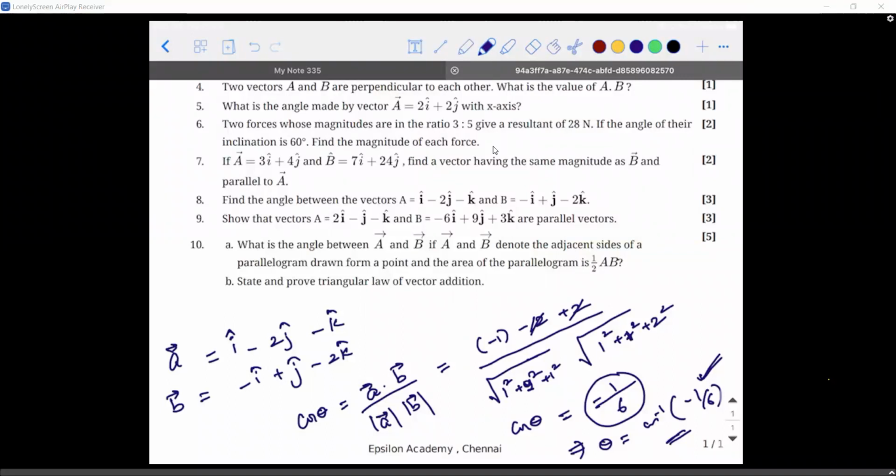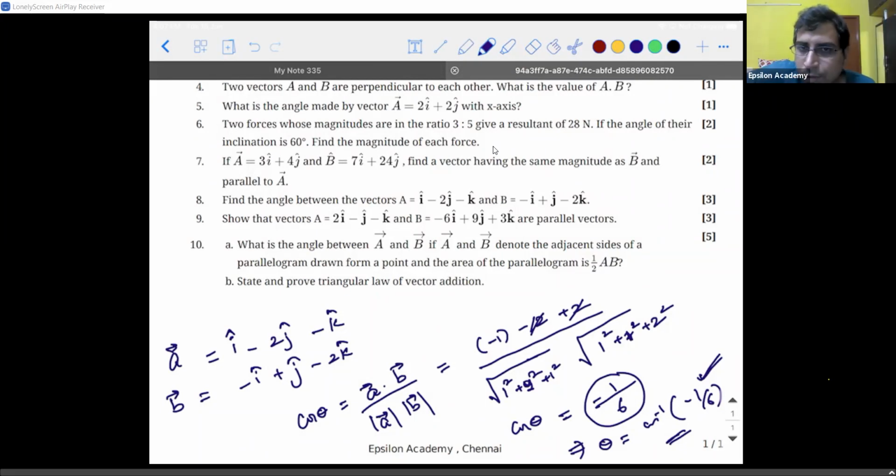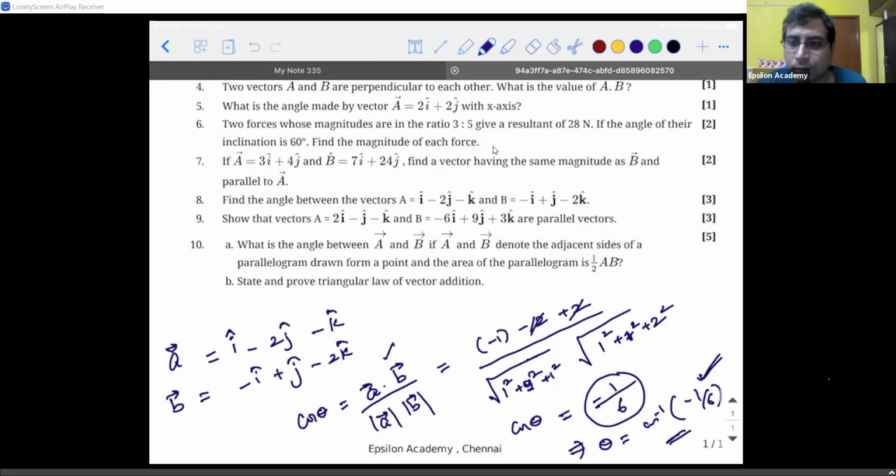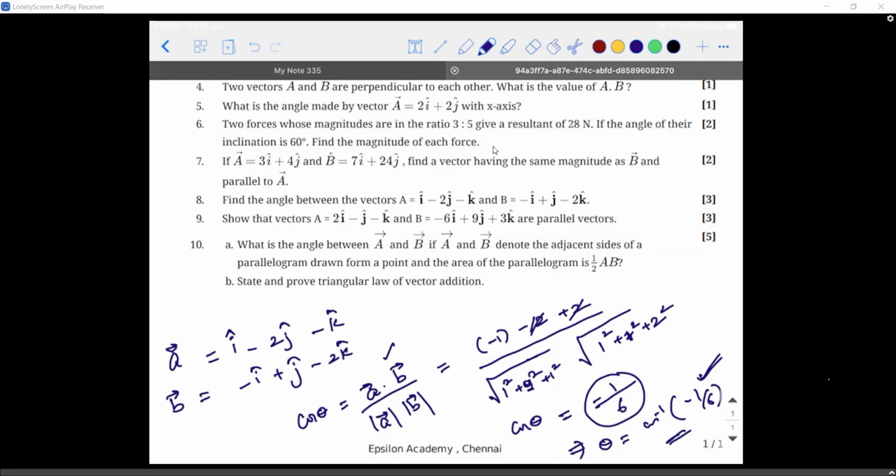Correct, parallel vectors. So for proving they are parallel, we can substitute 0 in theta. Cos theta is equal to dot product by magnitude, right? So the product of the magnitudes of the two vectors is equal to the dot product of the vectors. Sir, can you once write any two vectors?